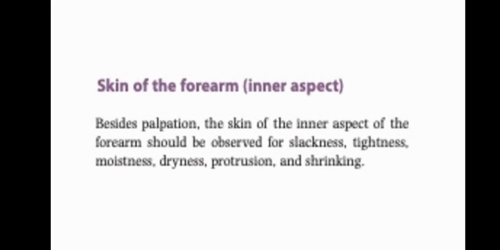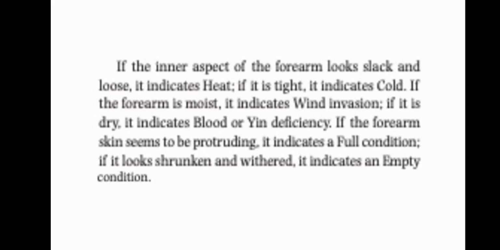Skin of the forearm. Besides palpation, the skin of the inner aspect of the forearm should be observed for slackness, tightness, moistness, dryness, protrusion, and shrinking. If the inner aspect of the forearm looks slack and loose, it indicates heat. If it is tight, it indicates cold, and if the forearm is moist, it indicates wind invasion. If it is dry, it indicates blood or yin deficiency. If the forearm skin seems to be protruding, it indicates a full condition. If it looks shrunken and withered, it indicates an empty condition.